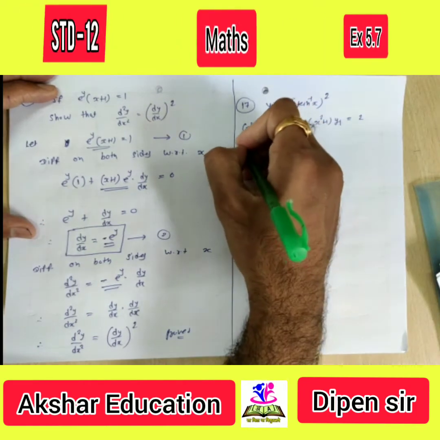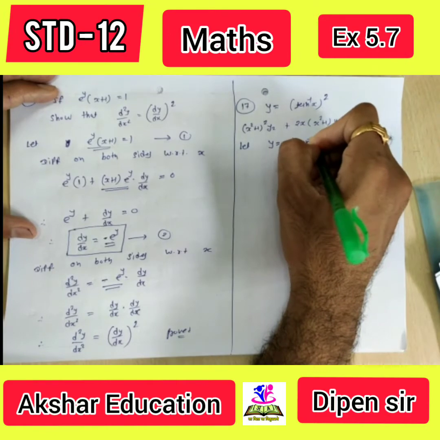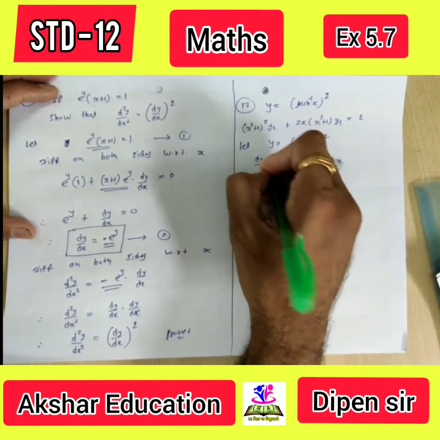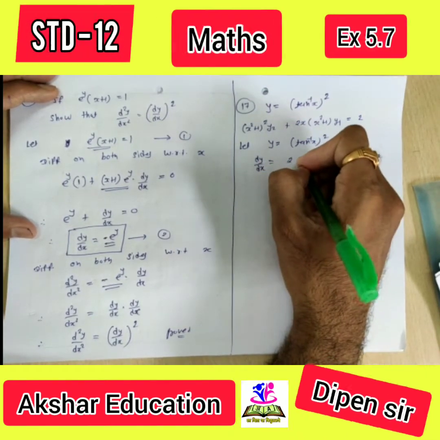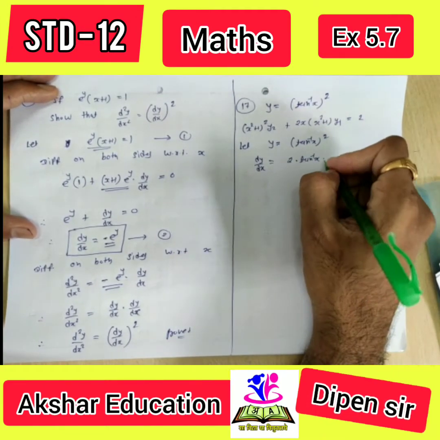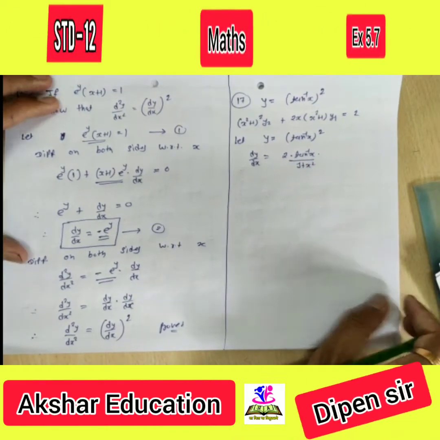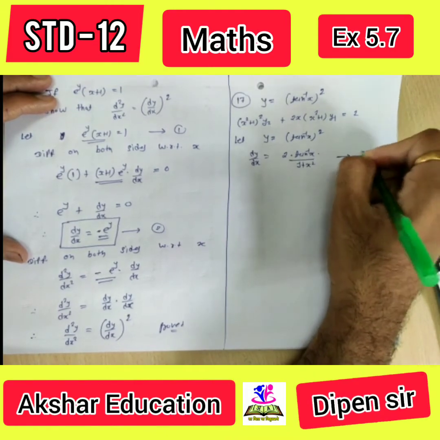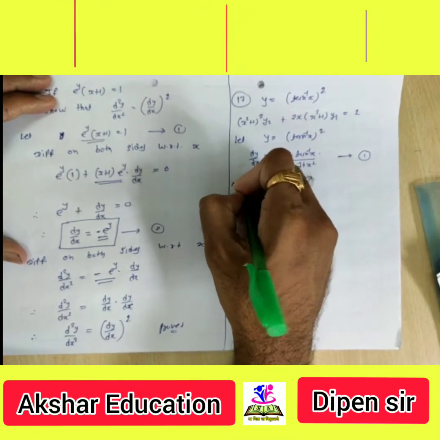So let's start with the given y. Let y equal (tan inverse x) whole square. Differentiating on both sides with respect to x gives dy by dx equals 2 into tan inverse x into the differentiation of tan inverse x, which is 1 upon 1 plus x square. Done. This is the first order derivative, say result 1. Now differentiate on both sides again with respect to x.